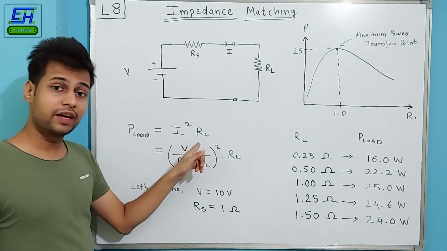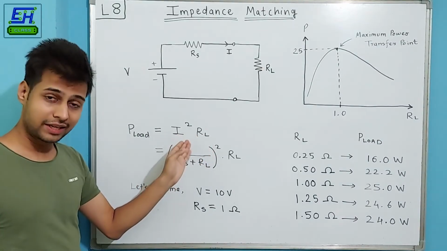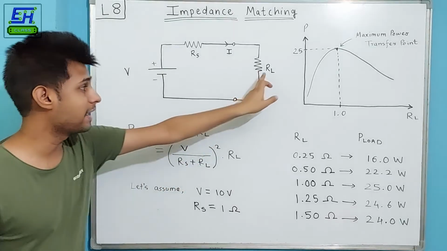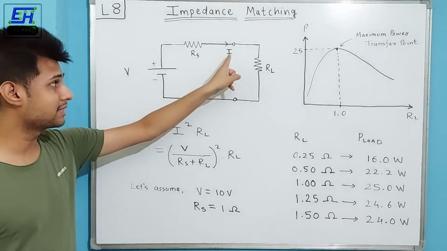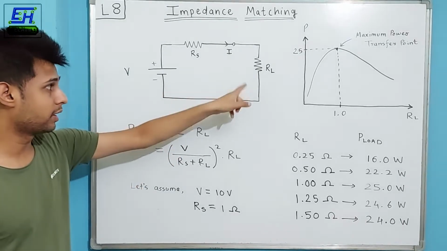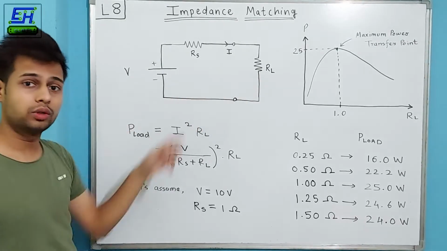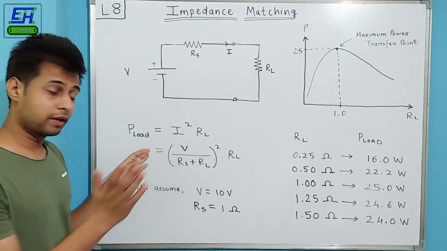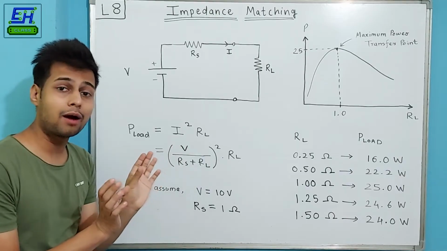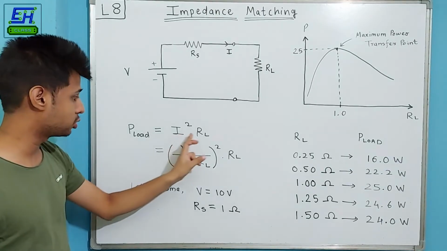Because if we increase the RL, it means that we'll have a high load impedance. So high load impedance will definitely decrease the current flowing through it, because this is also contributing to the current flowing through the circuit. So that's why it will decrease the current. So from here you can see that there is an opposite relationship between these two variables.